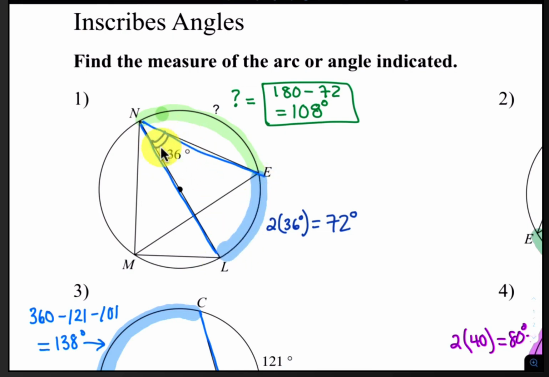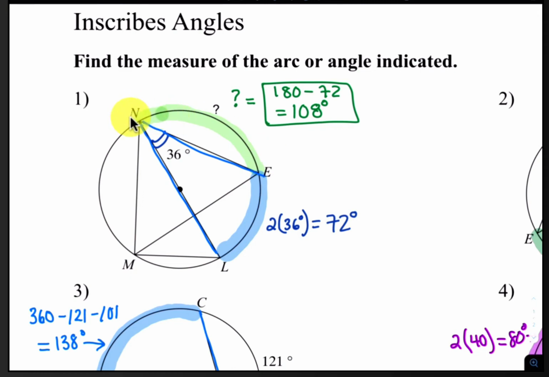First, we look at the angle here that is 36 degrees. This is called an inscribed angle because the vertex is on the edge of the circle, and one side of the angle goes from N to E, the other side goes from N to L. If you look at the arc between E and L, that's the arc that covers the inscribed angle. That arc is twice as much as the inscribed angle 36. So we multiply 36 times 2 and we get 72. So the arc from E to L is 72 degrees.